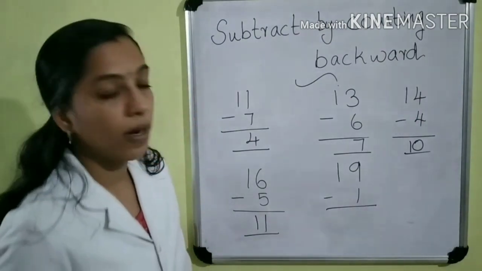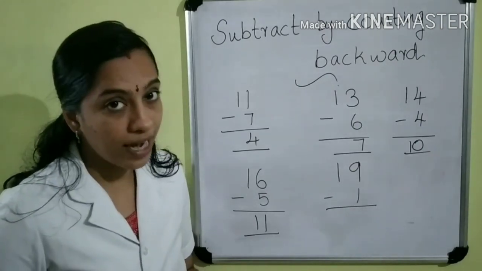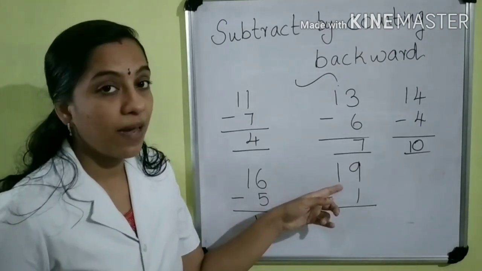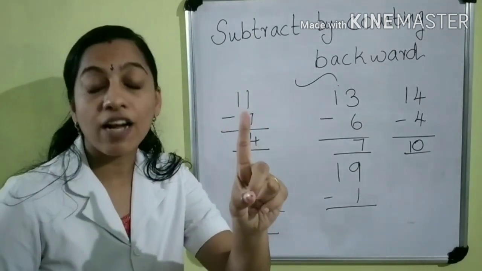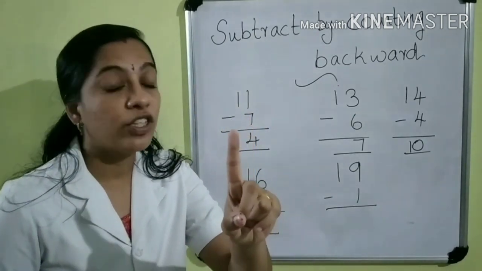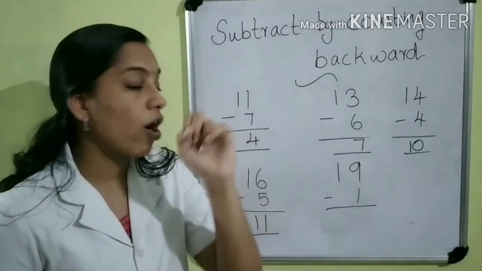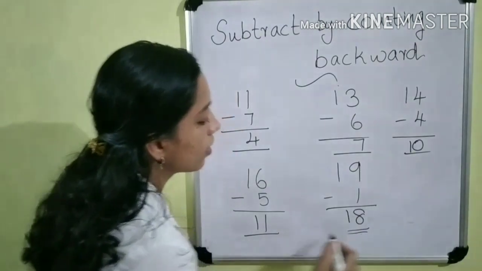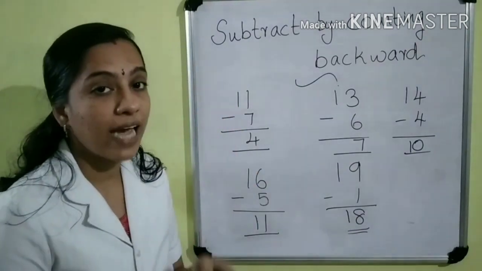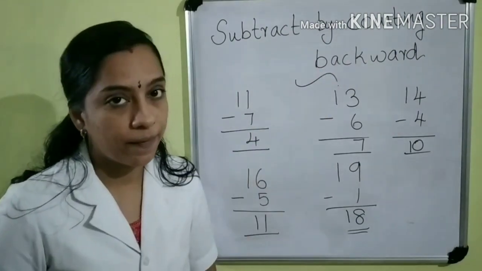Then the last problem, 19 minus 1. It is very easy, isn't it? Yes. We will keep 19 in our mind and take 1 finger. Then count backward from 19. Which number comes before 19? Yes, it is 18. So our answer is 18. So children, in this way, you can subtract numbers by counting backward.